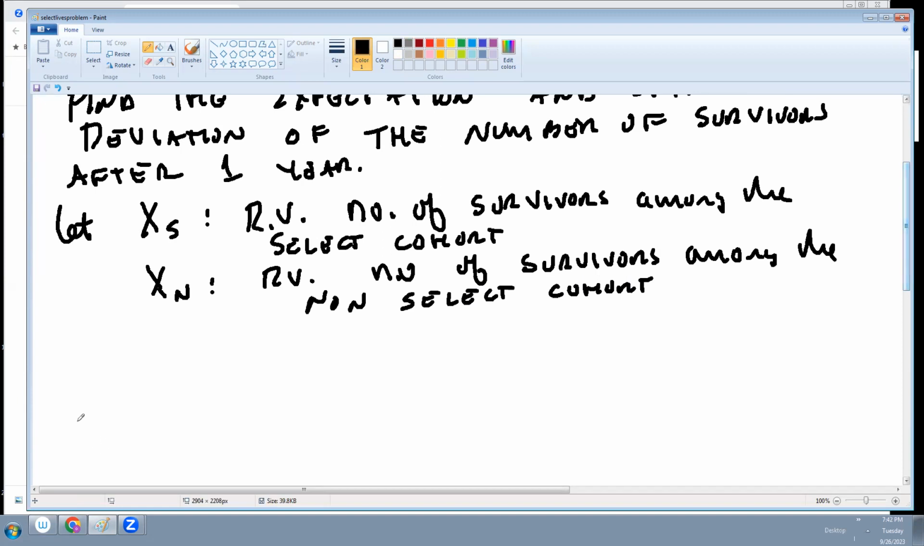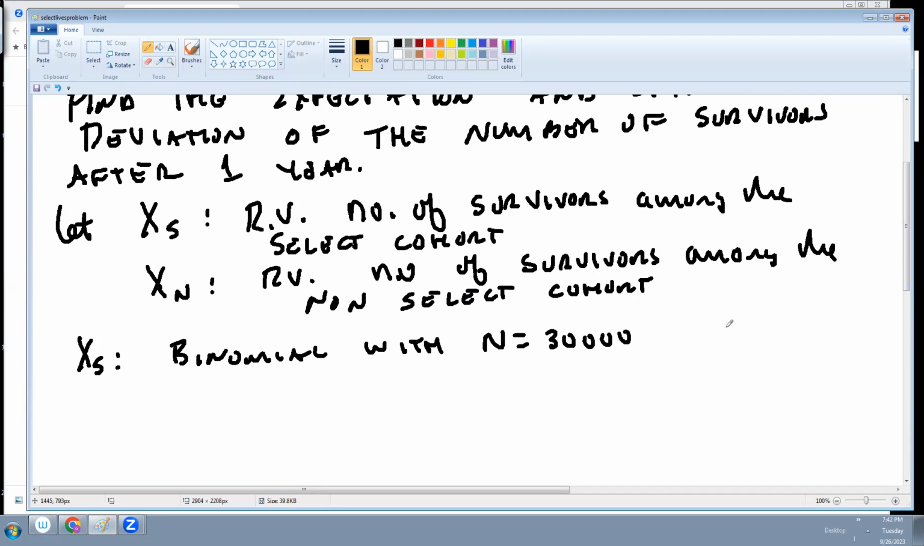So for X sub S, assume binomial with N equal 30,000. Remember, these are independent. That's a common assumption here. P is 0.999, which we did for select, and Q, here I'm using Q to be 1 minus P rather than mortality, is 0.001.